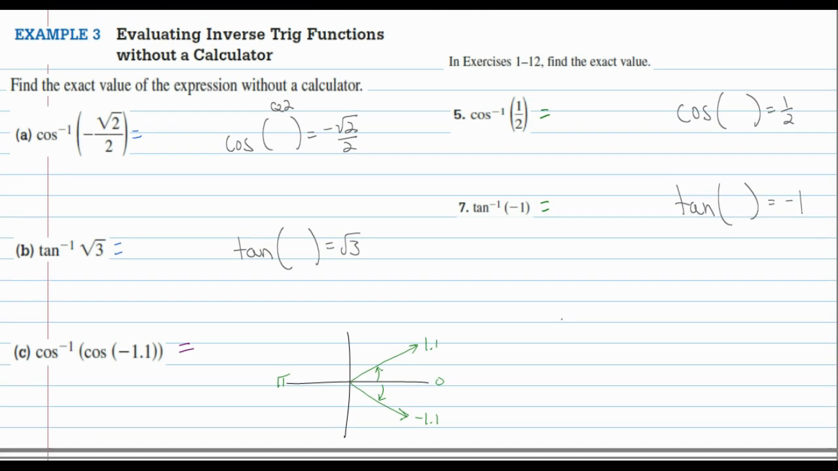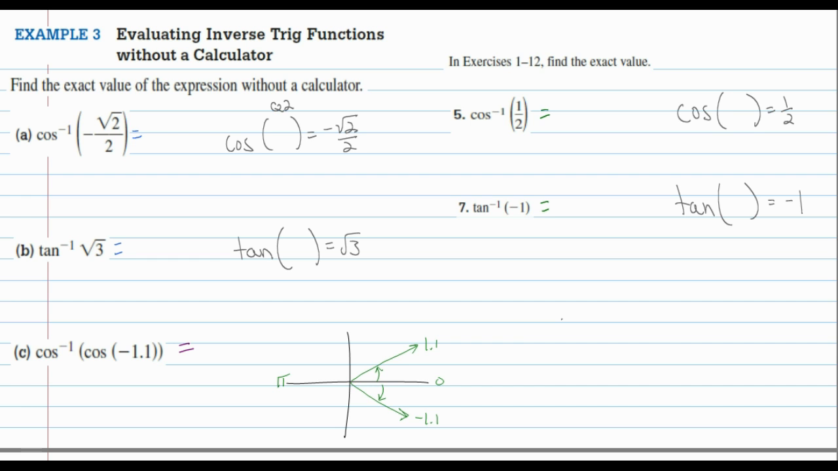Now moving on to example 3. Very similar to example 1, it's asking to evaluate these expressions without a calculator. So in part A, the inverse cosine of negative square root 2 over 2. Well, I know the cosine of pi over 4 is positive square root 2 over 2. I need negative square root 2 over 2.